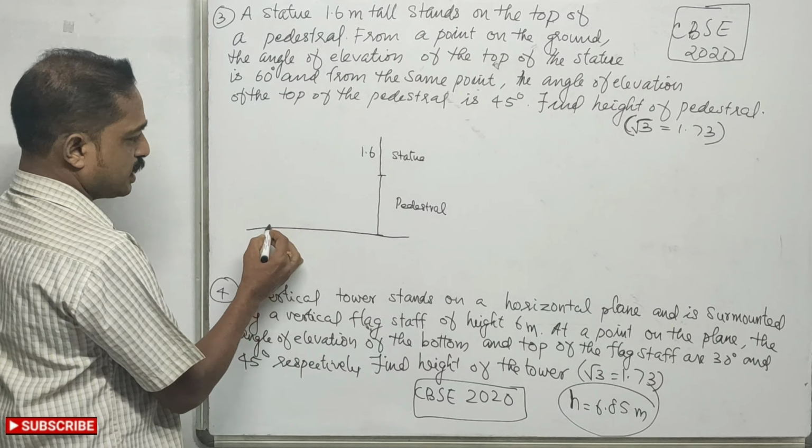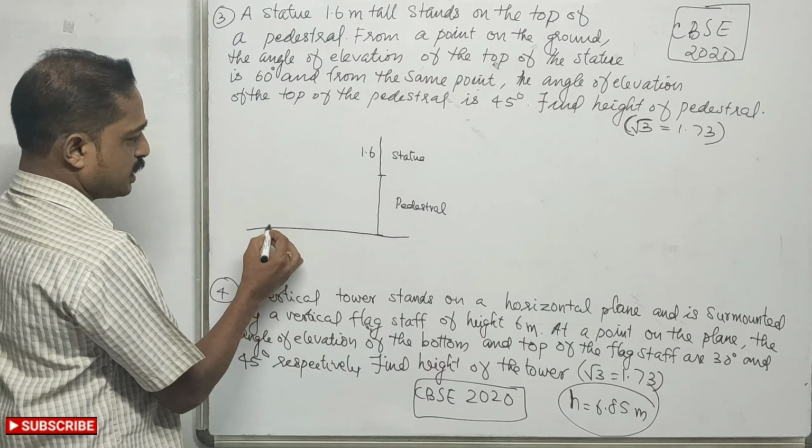These are the two values of x. X is equal to h, and x is equal to (1.6 + h)/root 3. Therefore, (1.6 + h)/root 3 must be equal to h. So cross multiplying, you will get 1.6 + h is equal to root 3 h.